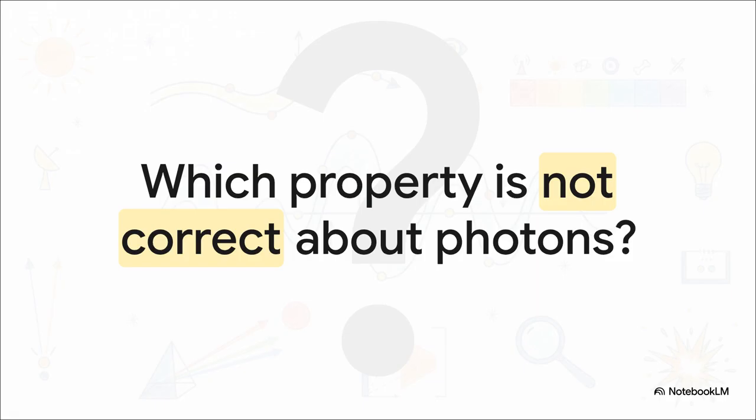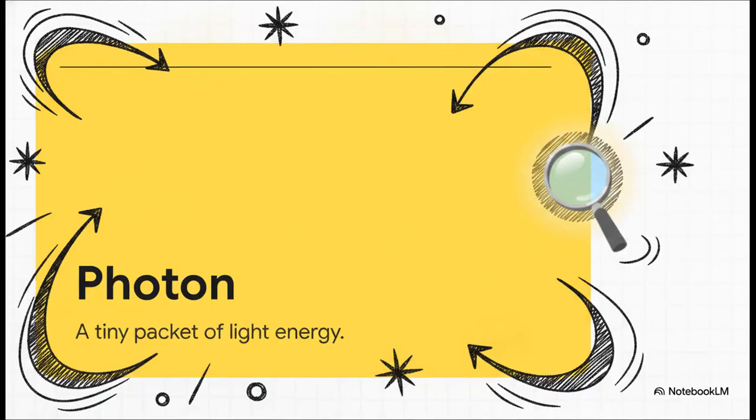Now, I want you to really notice those words not correct. That's our primary clue here. We aren't just looking for a true statement today. We're essentially playing detective to find the imposter. We need to single out the one false statement hiding in this lineup. But before we start interrogating our suspects, we kind of need to know exactly who we're dealing with.